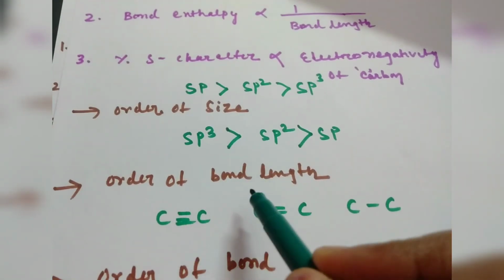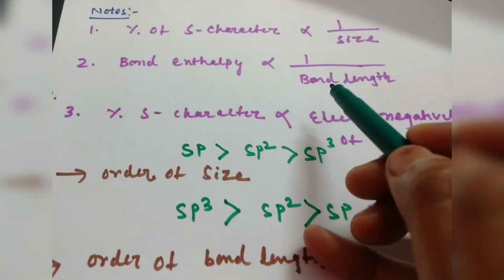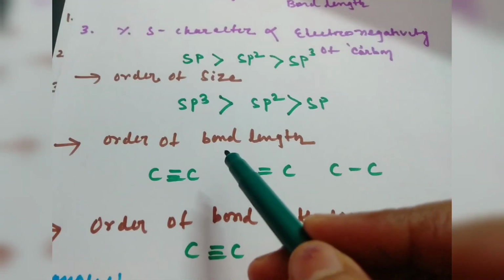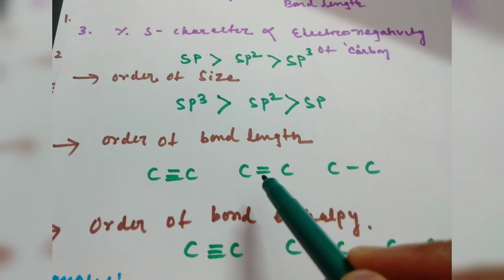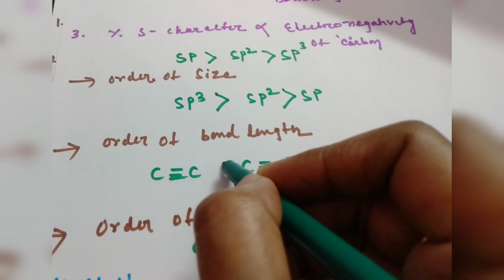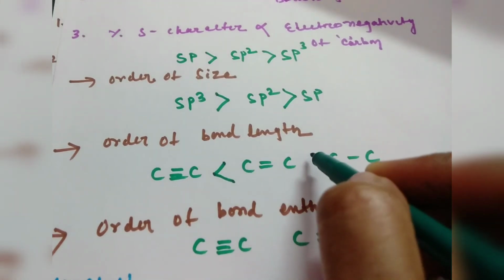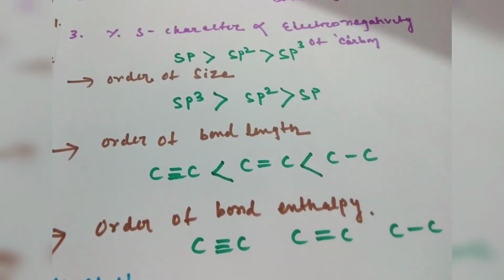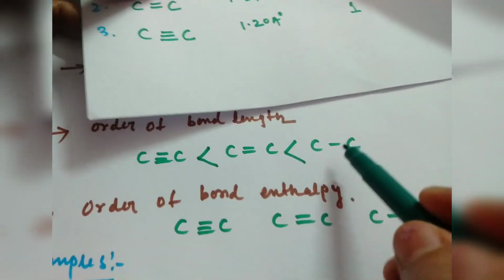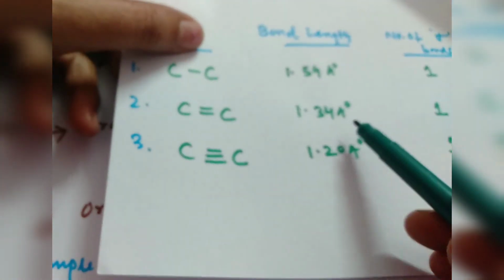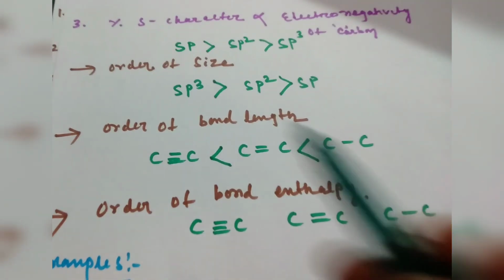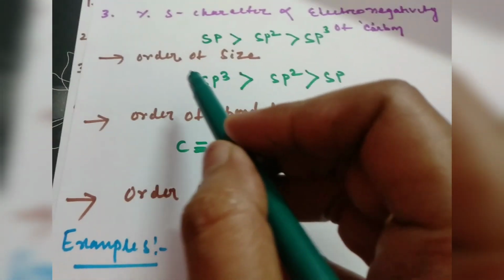Similarly, what is the order of bond length? We have already discussed that bond length is inversely proportional to bond enthalpy. So what is the order of bond length here? The bond length of a carbon-carbon triple bond is less than a carbon-carbon double bond, which is less than a carbon-carbon single bond. The maximum is always in the carbon-carbon single bond, then the double bond, then the triple bond. This is the increasing order of bond length, and this is the decreasing order of size.